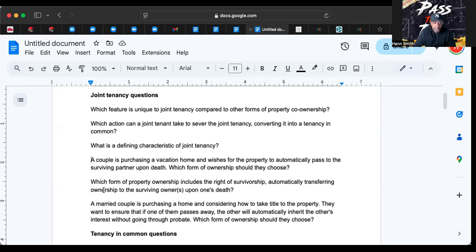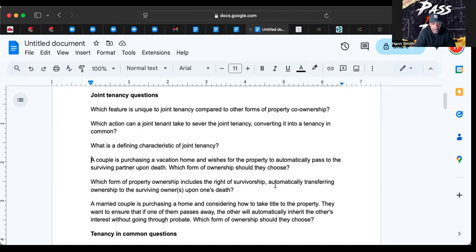The next question: which form of property ownership includes the right of survivorship? As soon as I hear right of survivorship, my head goes straight to joint tenancy, right? Because tenancy in common doesn't enjoy the right of survivorship, and neither do the other structures of property ownership. So, which form of property ownership includes the right of survivorship, automatically transferring ownership to the surviving owner upon one's death? There's the definition: a joint tenancy with the right of survivorship.